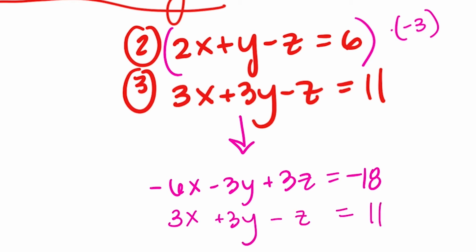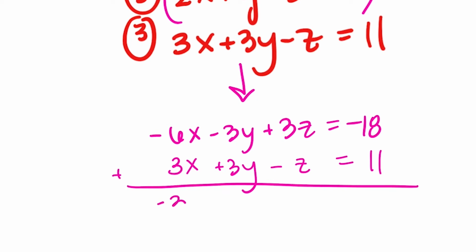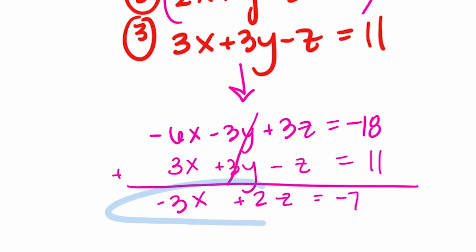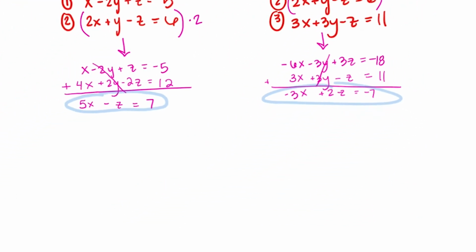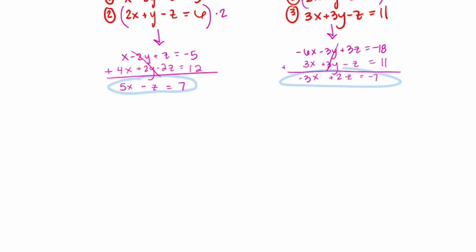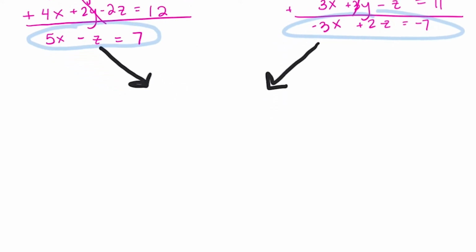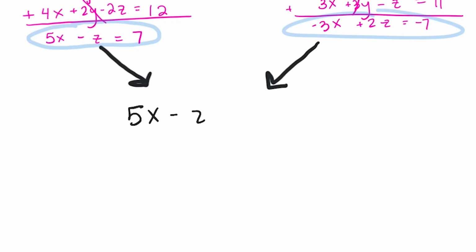And now we can add them together. We would get negative 3x, y's cancel, plus 2z equals negative 7. So let's come back out for a second. The two equations that I have circled in blue have variables x and z. And this is what we want, because now we can bring these together and create just a 2x2 system. So we will have 5x minus z equals 7, and negative 3x plus 2z equals negative 7.